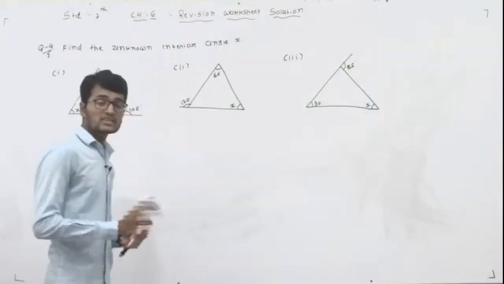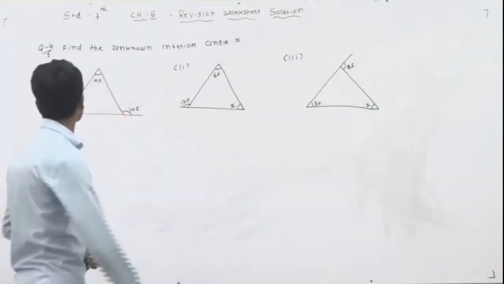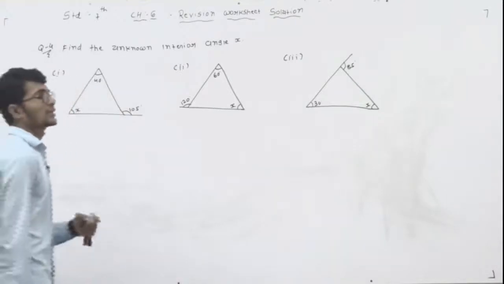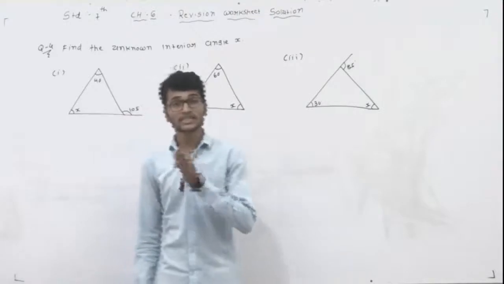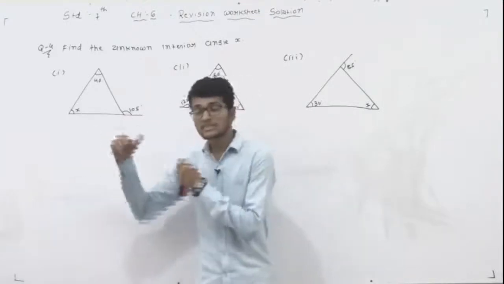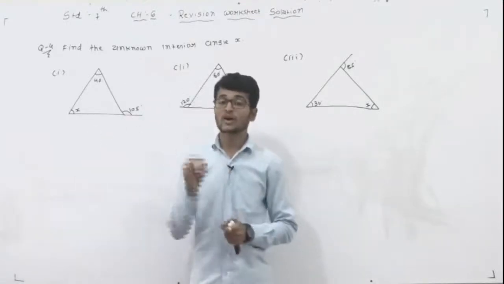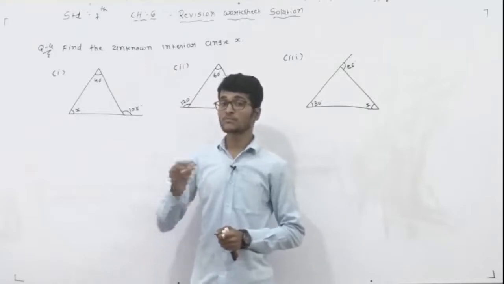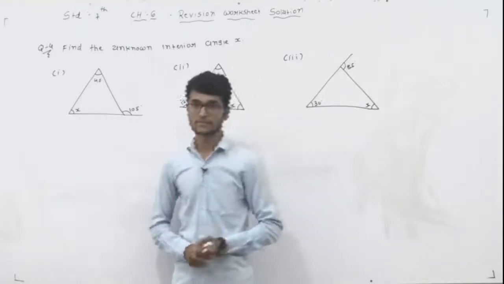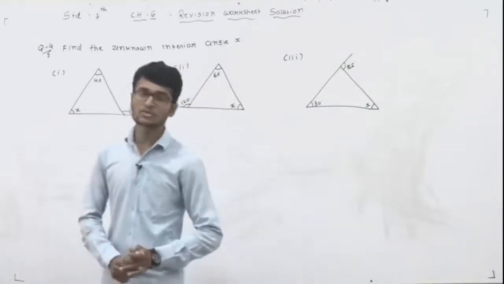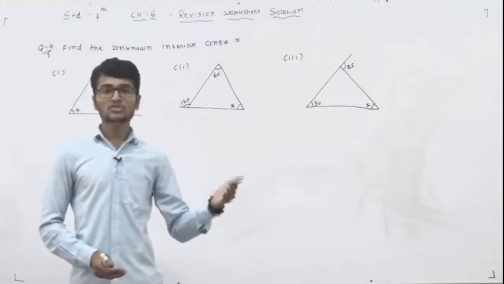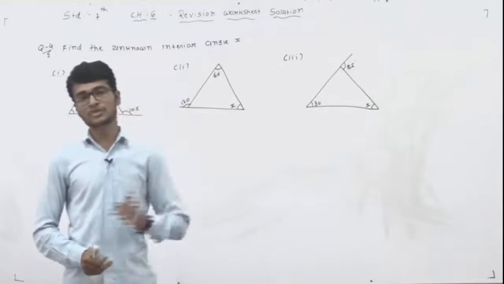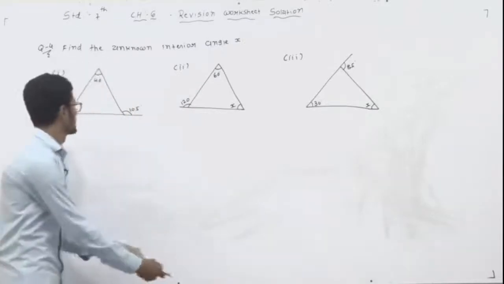Clear? Next is question number 4. Find the unknown interior angle x. In question number 3, we had to find the unknown exterior angle x. Now in this question we have to find the unknown value but in the interior angle. So the same formula is used in this question. In question number 3 the exterior angle formula was used, and the same formula is used here. So let's start. So what is the formula?